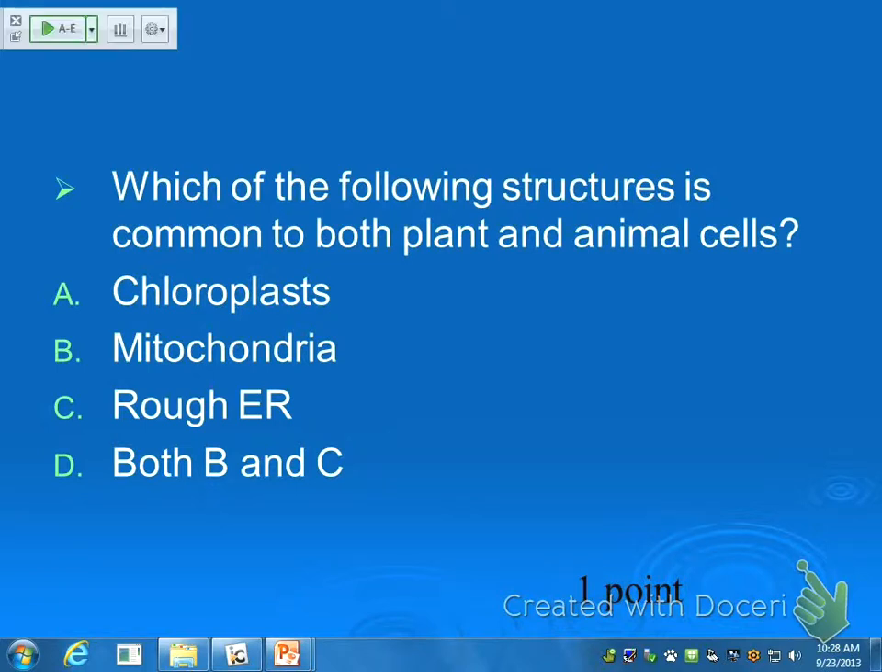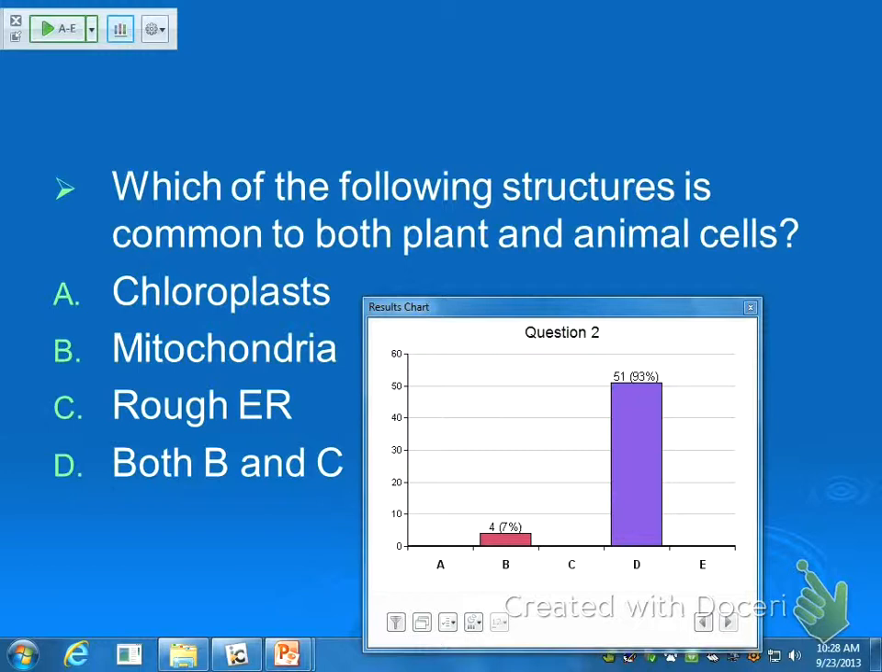So which are common to both plants and animals? All right, both mitochondria and rough ER are in both plant and animal cells. Are we going to find chloroplasts in animals? No. Only if they've recently eaten a salad.